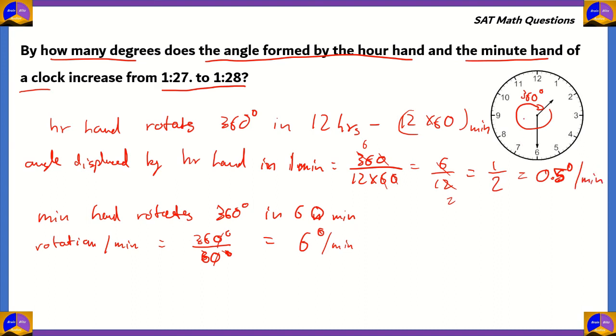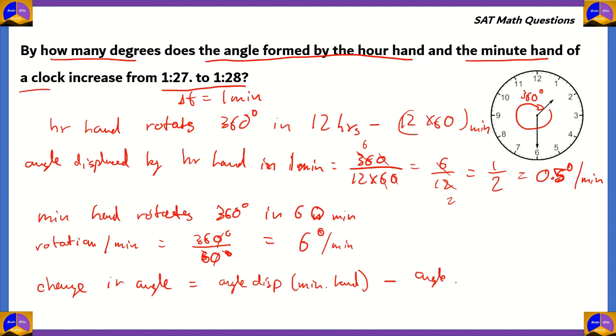Now, we are finding out the increase of the angle between the hour and the minute hand between 1:27 and 1:28. So the time difference here is 1 minute. So within that 1 minute, the angle formed by the hour hand and the minute hand changes. So in order to find that change, the change in angle can be calculated as angle displaced by the minute hand in 1 minute minus the angle displaced by the hour hand.